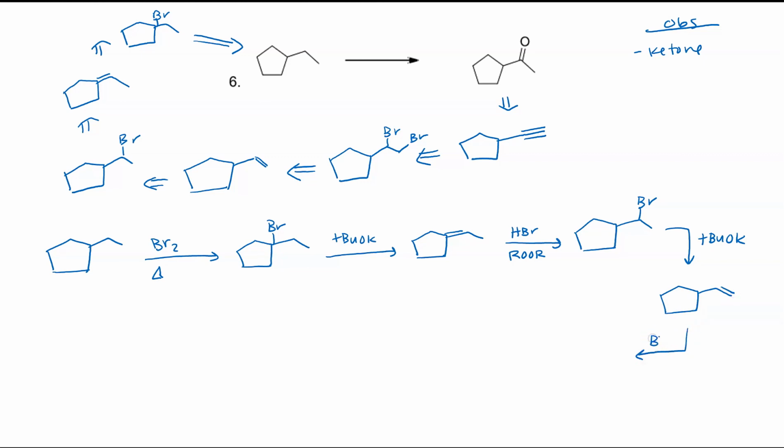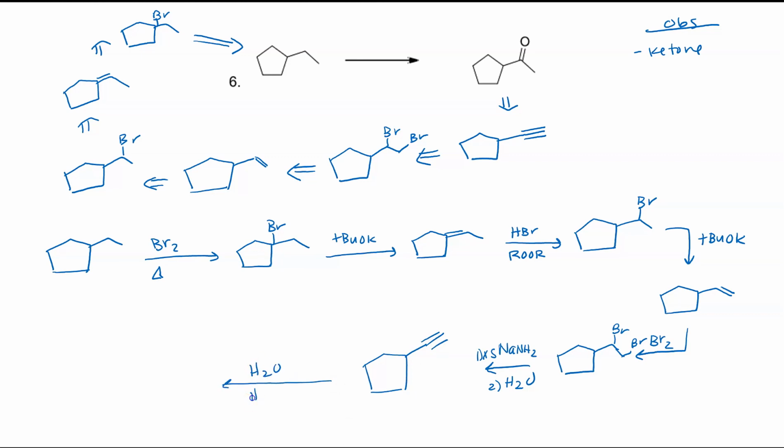And now 2 Brs will give me, I'll use Br2 to get the dibromo, excess NaNH2, from here H2O, H2SO4, HgSO4 will give me the ketone.